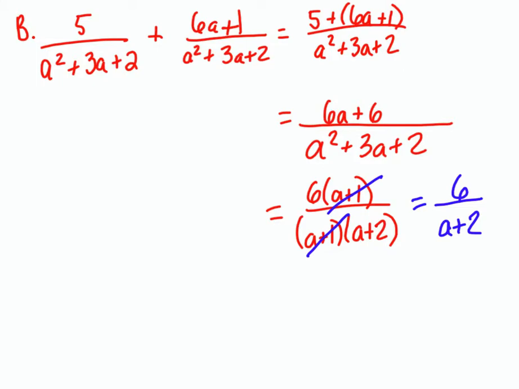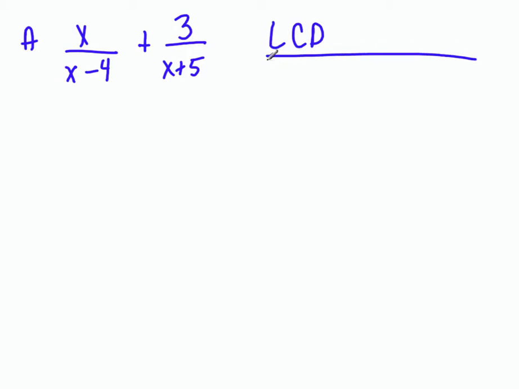I want you to go to example 2 on your foldable. Let's do A. Now, you have x over x minus 4, plus 3 over x plus 5. What's your LCD? X minus 4 and then x plus 5.